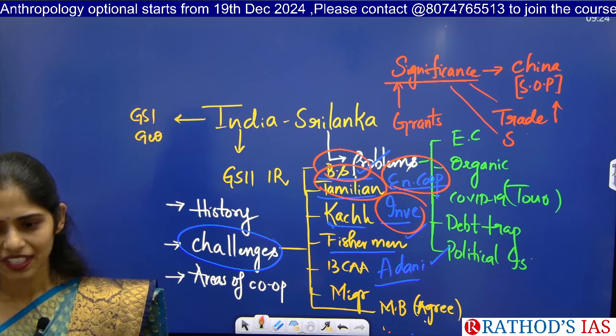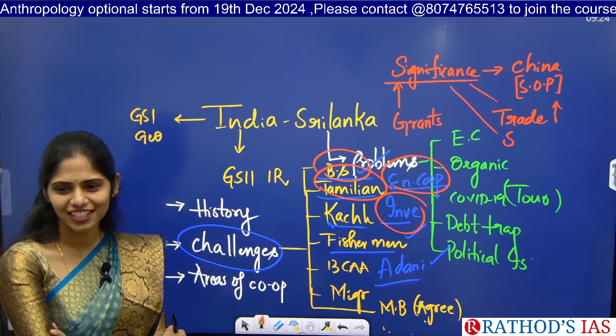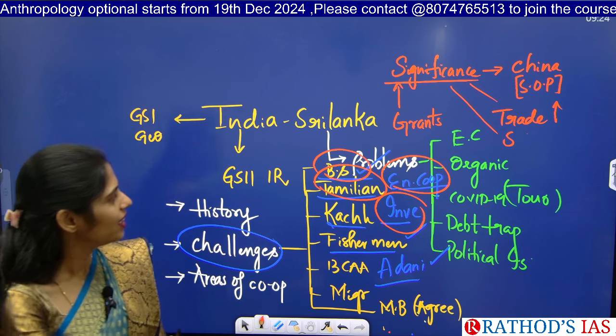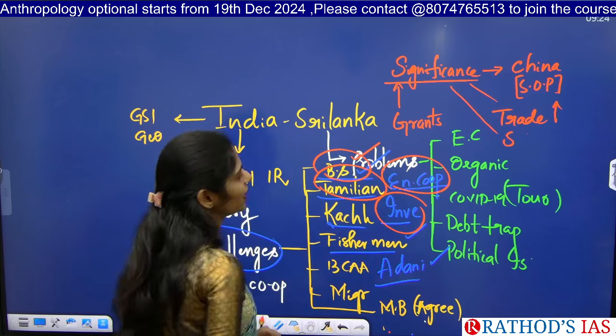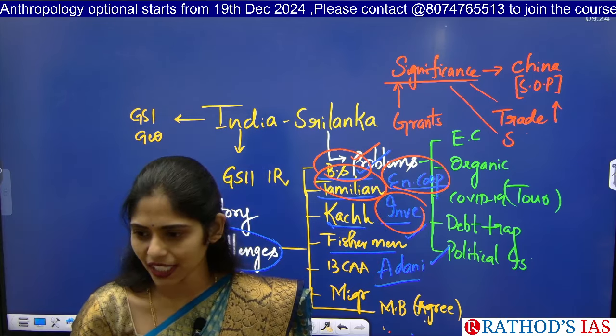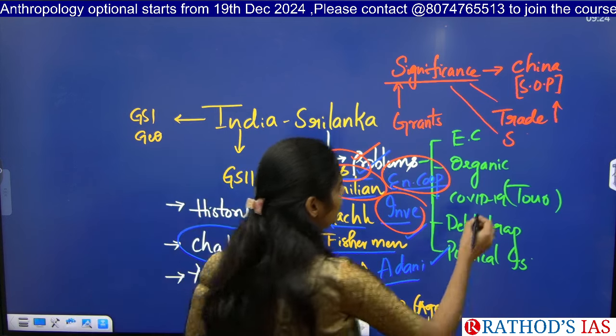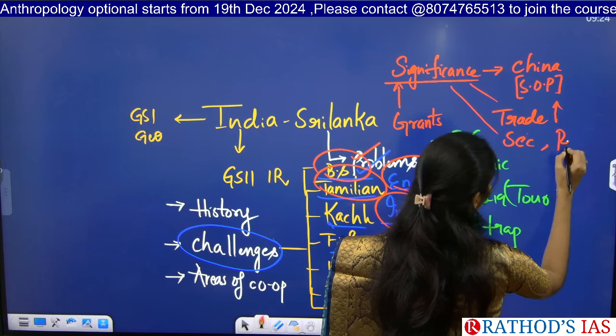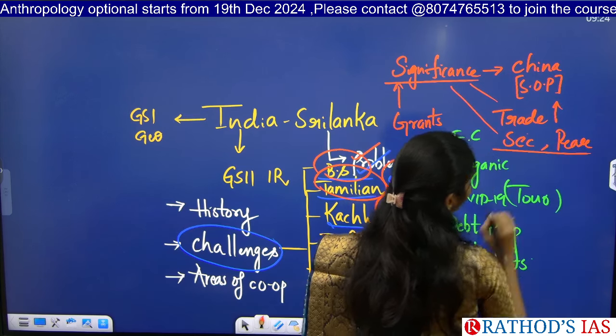Next, I'm not talking about climate change anywhere. So we are talking about border security. That means Sri Lanka is now ensuring that its land will not be used against India. That means, can we ensure security as well as peace in this region? Next.